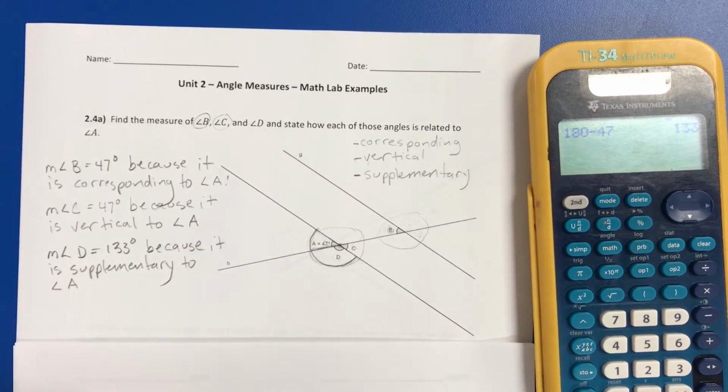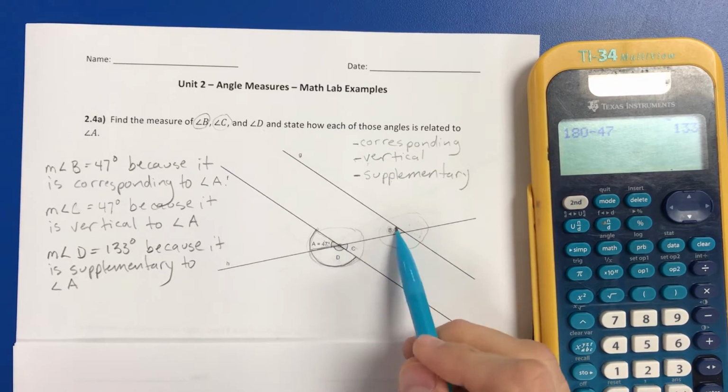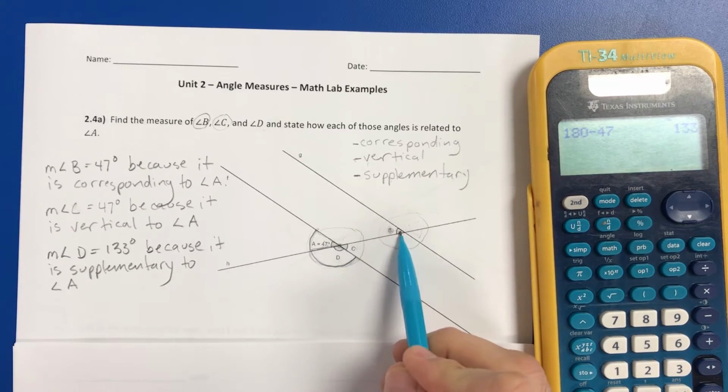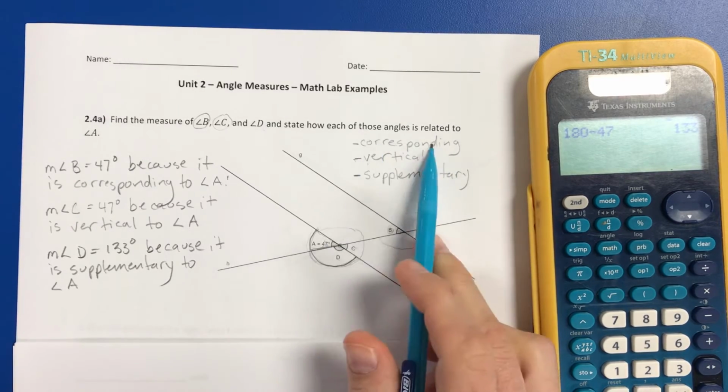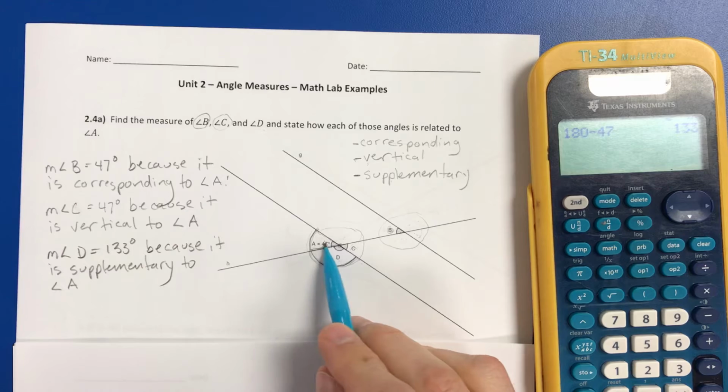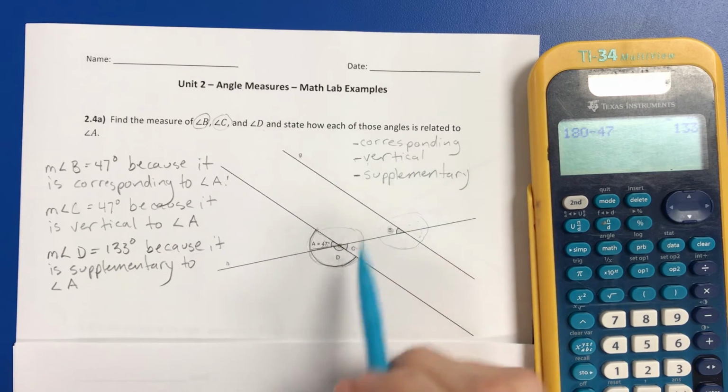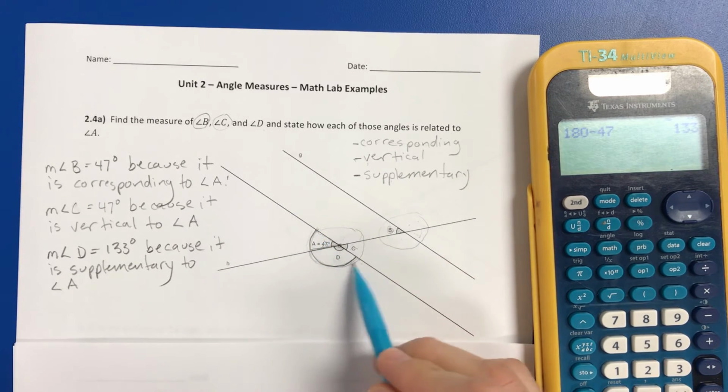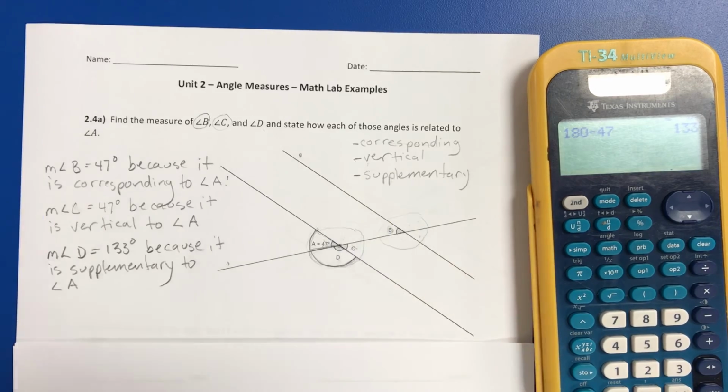And that's it. Okay, those are the three possibilities on this math lab. You've got to figure out which one it is. Is it in the same relative position from one cluster to the next? Corresponding. Is it diagonally across from the given angle? Vertical. Or is it right next to the given angle and adds up to 180? Supplementary.